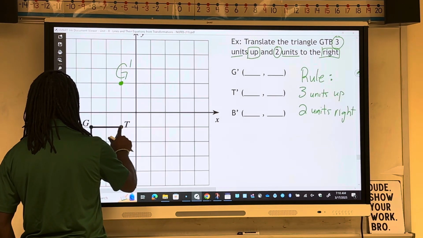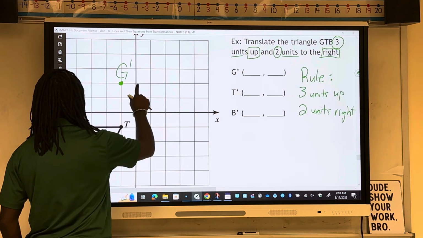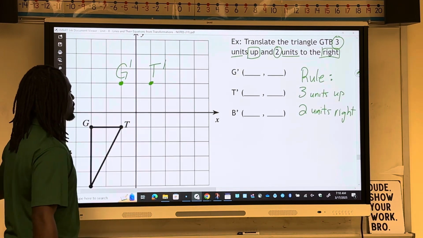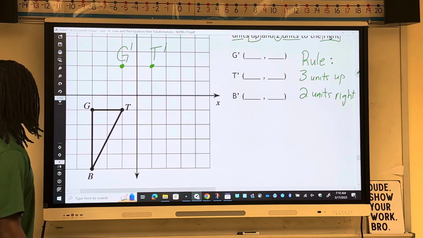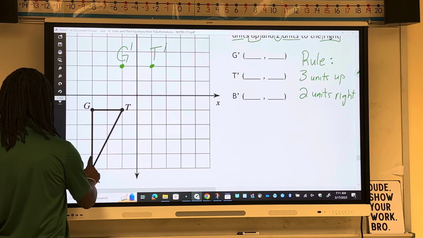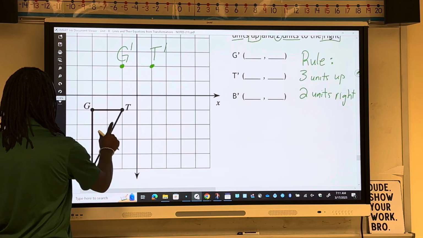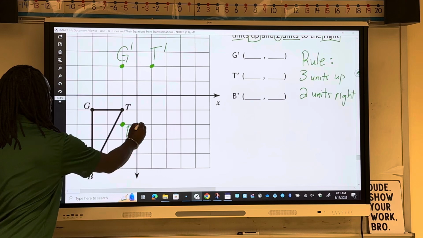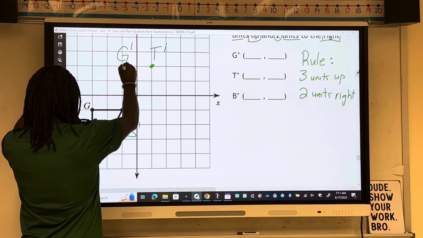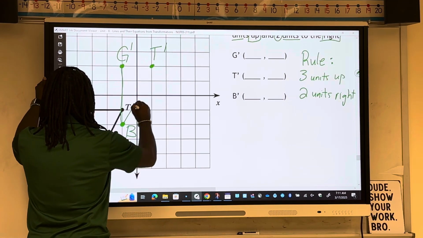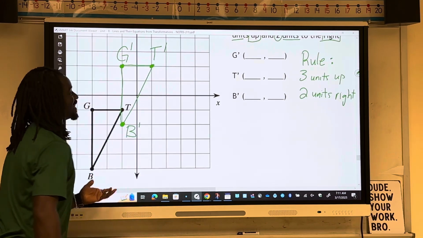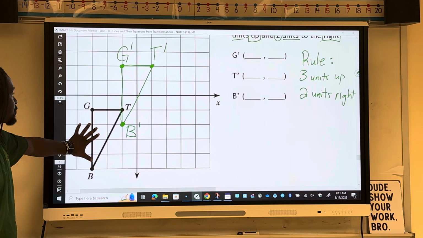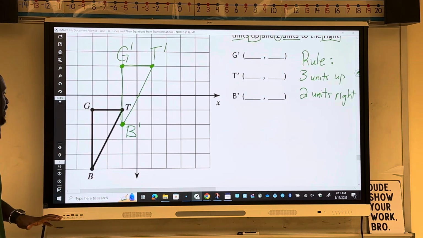So I go to T, I go 1, 2, 3, and then over 1, 2. And here's where the new T is. Make sure you add that apostrophe because that's how you know it is the new image. Then you go to B, 1, 2, 3, over 2. And here is our new B. And then we just connect our dots with lines and that makes our new image. So this is the pre-image before, this is the image after the translation.